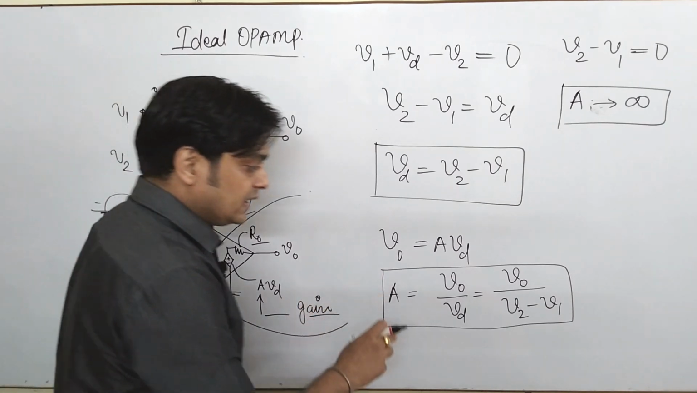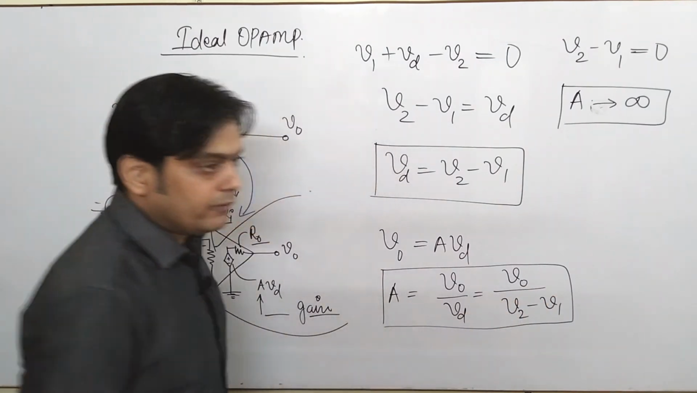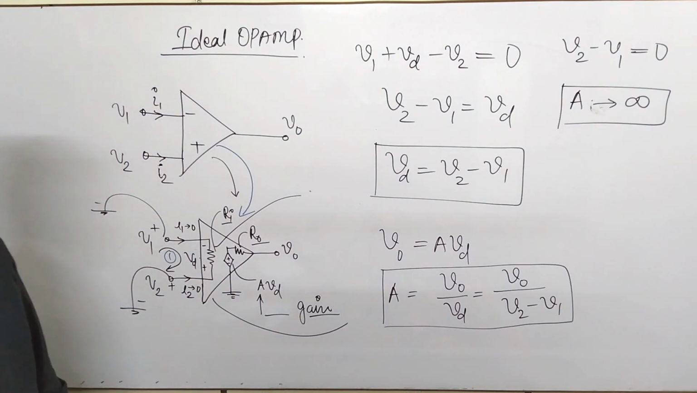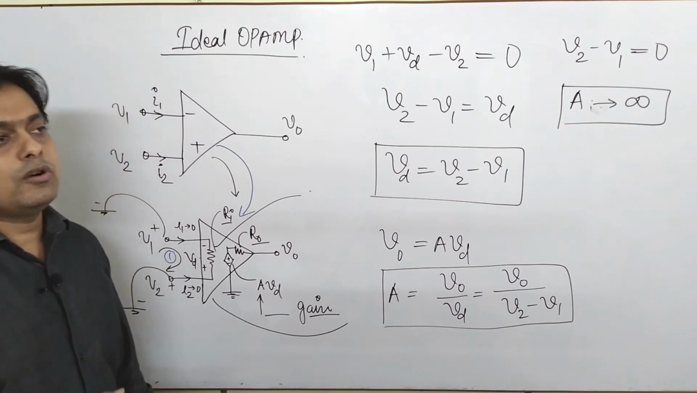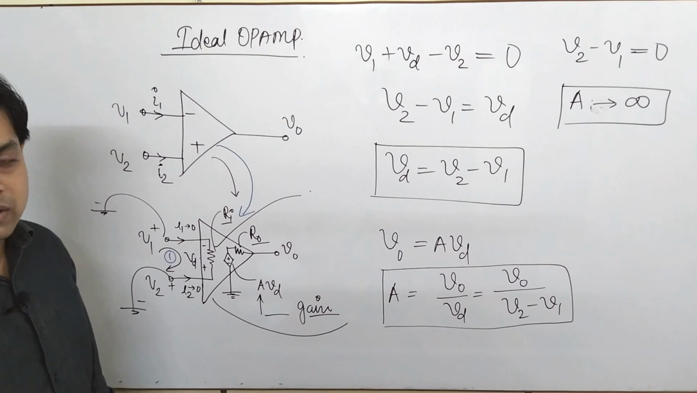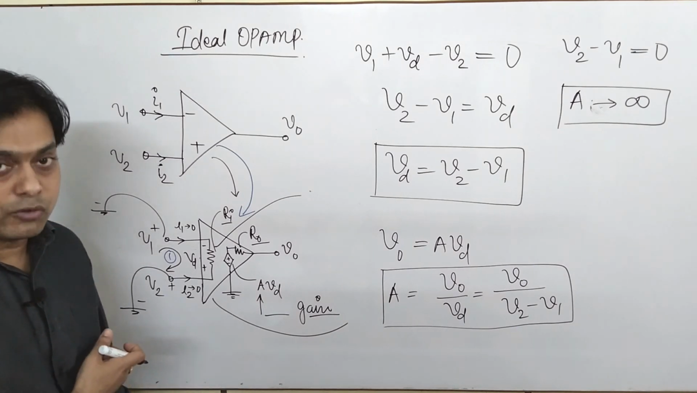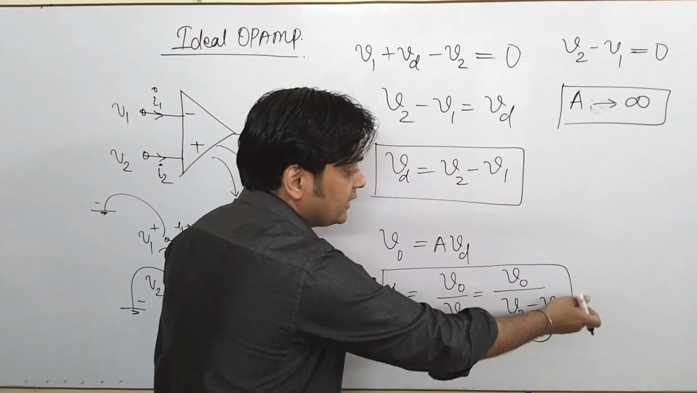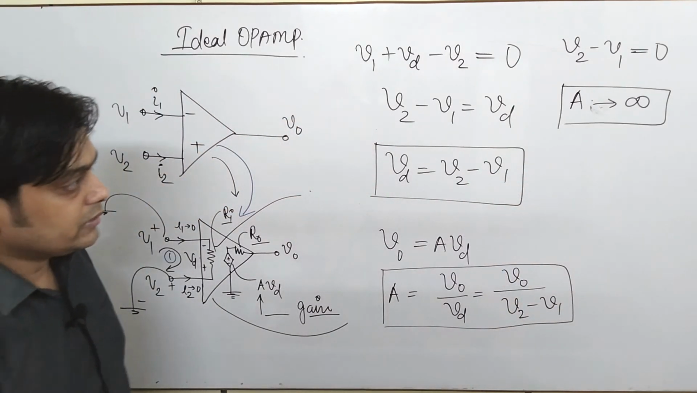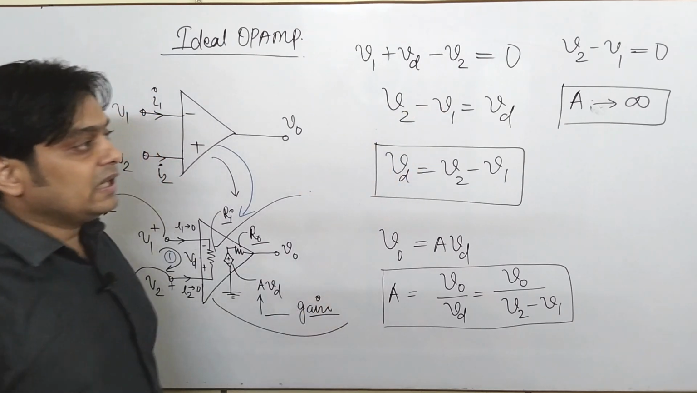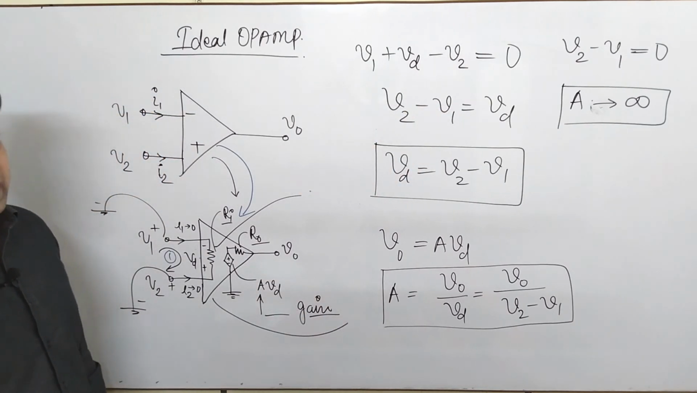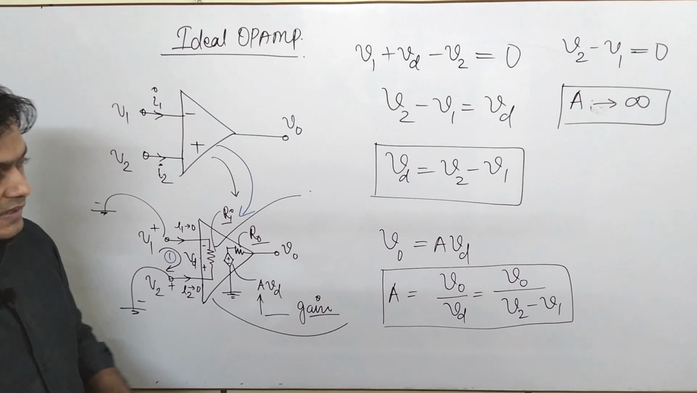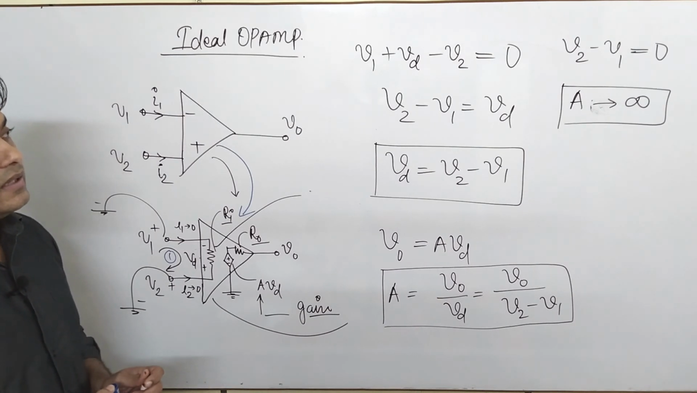However, in a practical amplifier, you will find the value of V2 minus V1 is not 0, but it is very small. I mean, it is in the form of microvolts. So the difference comes to be in microvolts, but when you calculate the gain, it comes to be in the mega form. So that's why the amplifier gain in an operational amplifier is very high. This is the reason that we take A as infinite.